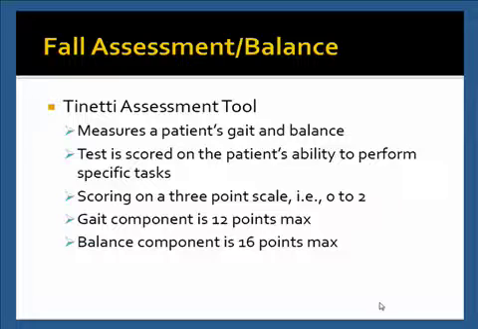So once we assess their gait and so forth, we add the scores, and if they score less than 18, then they're at a high risk of falling. From 19 to 23, they have a moderate risk of falling. Greater than 24, they have a low risk of falling. So 24 out of 28, they're pretty stable.